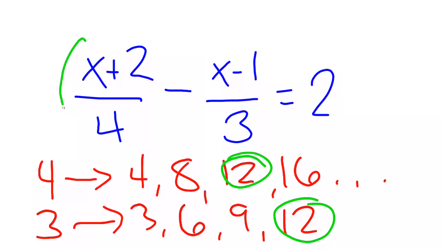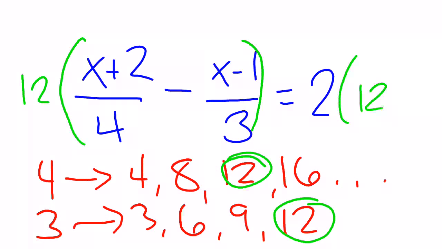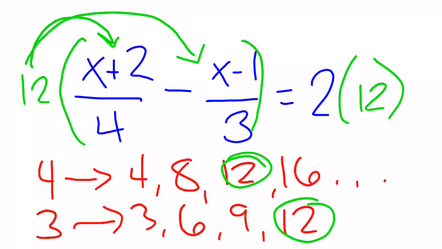I'm going to take that and multiply it on either side of this equation. As you can see, the 12 is going to need to be distributed to the inside of those parentheses. This is really 12 over 1. So the 1 is going to get multiplied in the denominator, but in the numerator, the 12 is going to get multiplied by x plus 2 and by x minus 1.